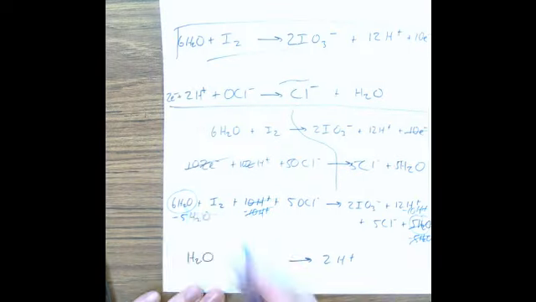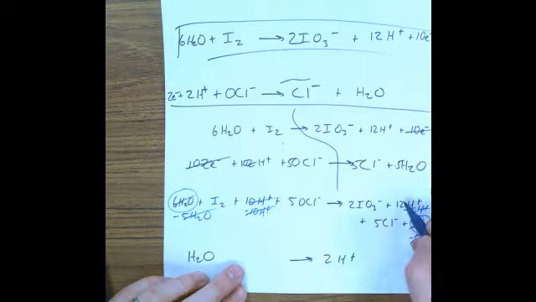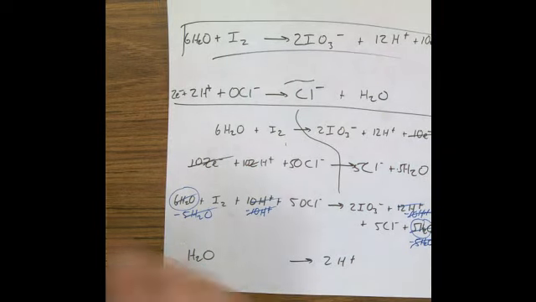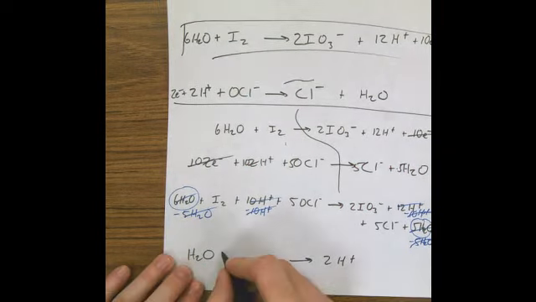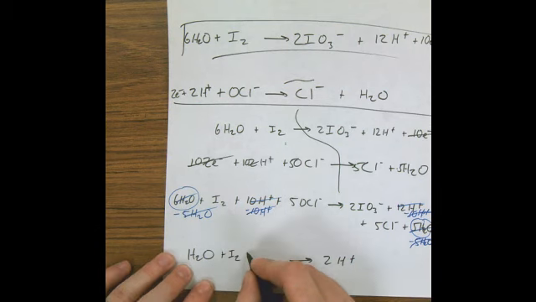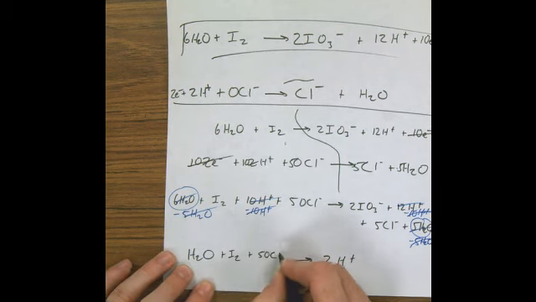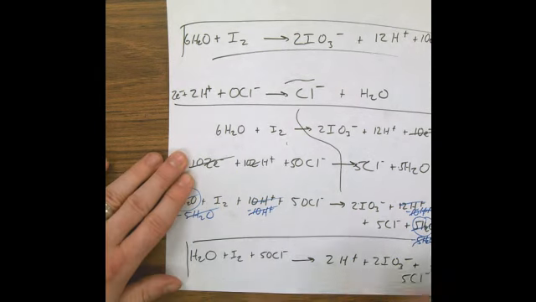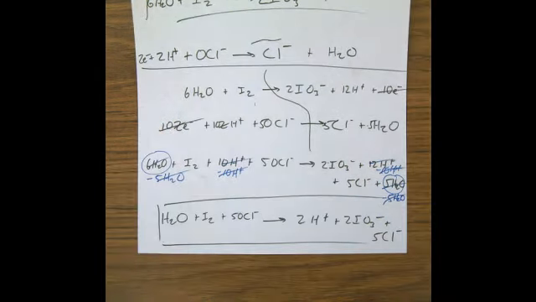So I've gotten rid of all of these waters, I've gotten rid of all of these H+, and I've written down the sum of all of them down here. Plus the I2, plus the 5OCl-. Then over here, I can't forget this guy, plus the 2IO3-, and the 5Cl-. This right down here on the bottom is your balanced redox reaction.